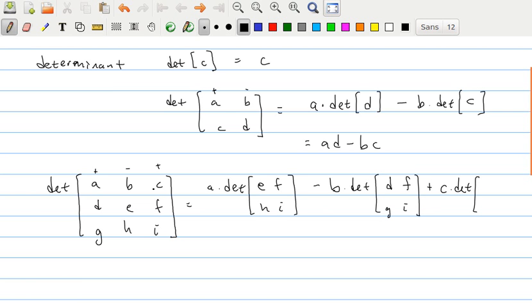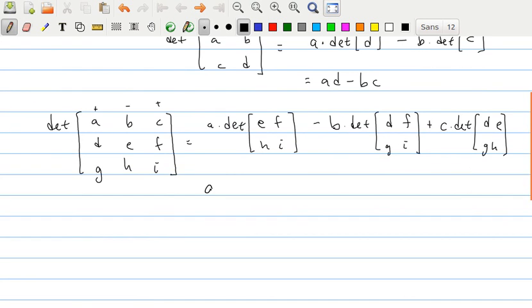And now this 2 by 2, we're going to figure out by covering the row and column containing the C. So we see that the only stuff left over is D, E, G, H. That's going to be our 2 by 2, D, E, G, H. So we took this 3 by 3 matrix and it reduced to a set of 3 2 by 2 matrices. And then each of these 2 by 2s, we can do our little cross multiply trick. So this 2 by 2 here is EI minus FH.